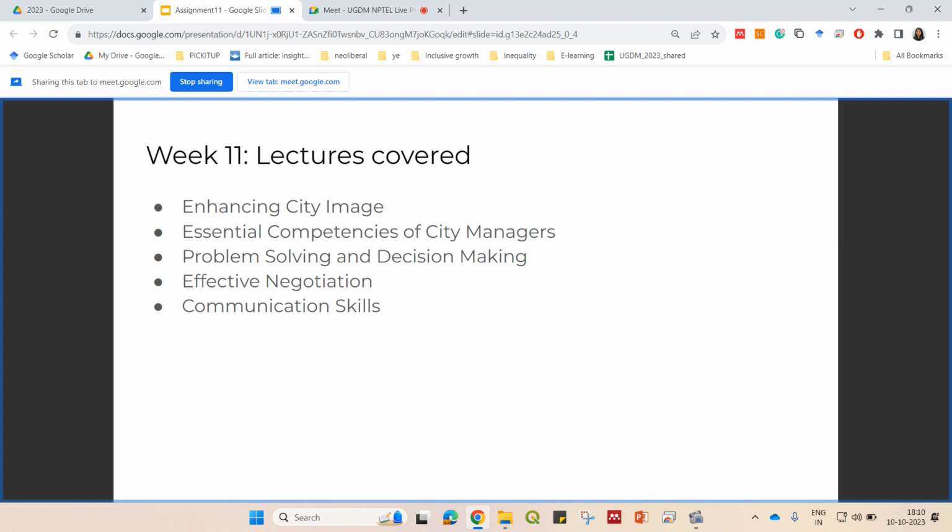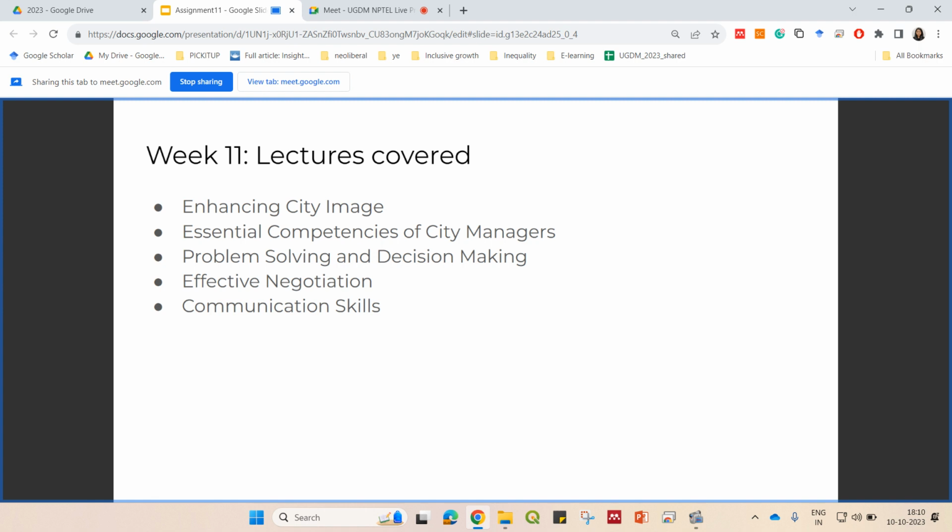We would have covered communication skills. This would cover what are different kinds of effective communication skills that can be used by city managers for communicating their ideas or whatever other things with the actors related to the urban governance process. What are the different theories of communication, how they can be used to enhance the communication skills of city managers, what constitutes effective communication, what constitutes effective listening, all those things. So this is what has been covered so far this week.